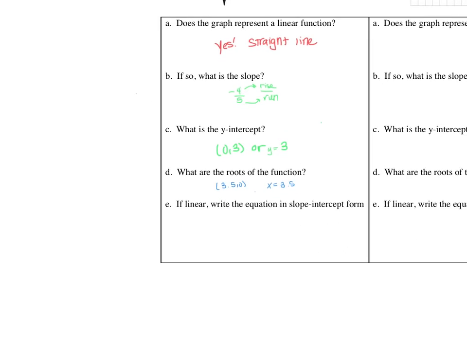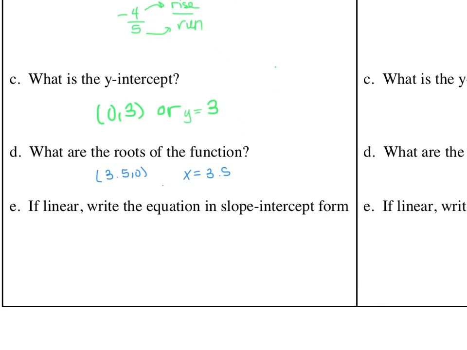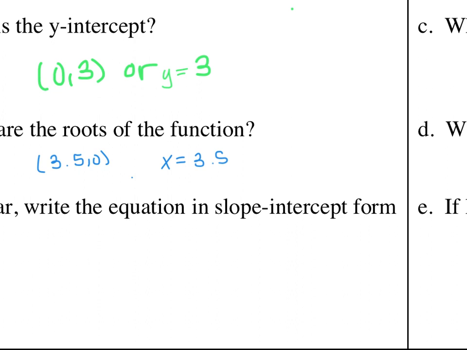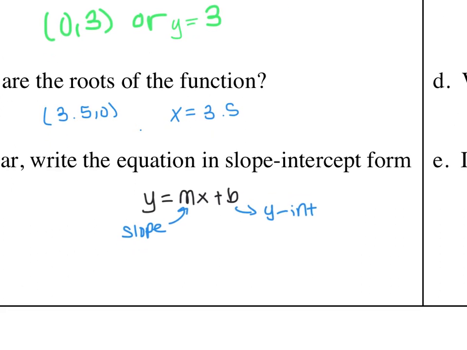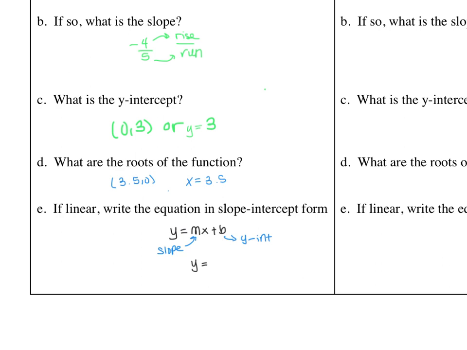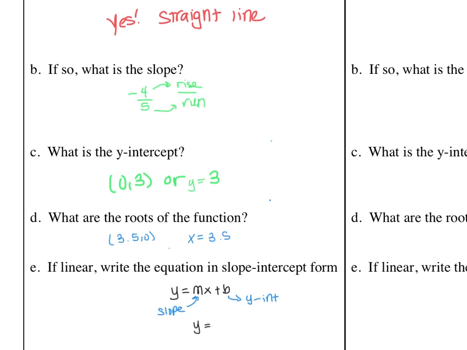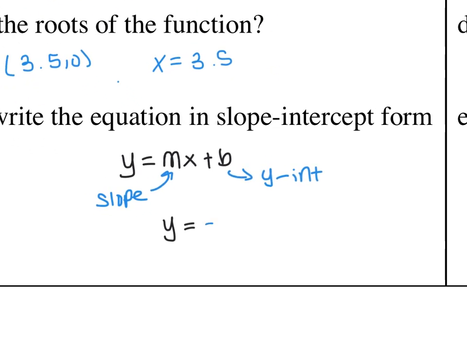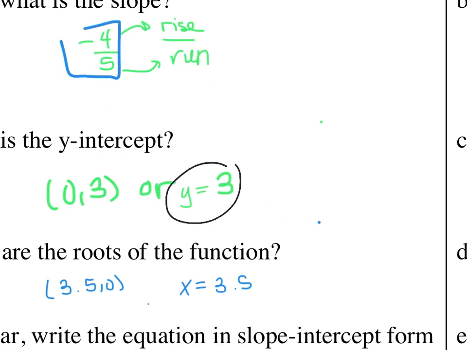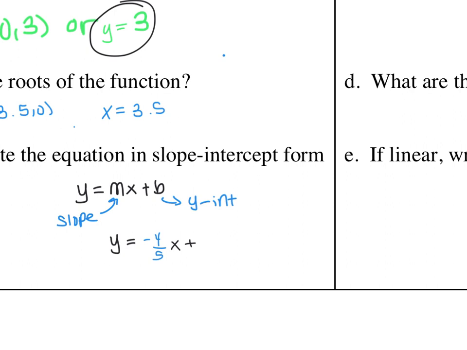Now, if it's linear, write the equation in slope-intercept form. Well, this is actually very straightforward, I promise you. We know this slope-intercept form of writing an equation is y equals mx plus b, where m is our slope and b is our y-intercept. So I have y equals, we said our slope was going to be -4 over 5, so I have -4 over 5 x, and my y-intercept we said was 3. So my equation is y equals -4 over 5 x plus 3. And that's your equation in slope-intercept form.